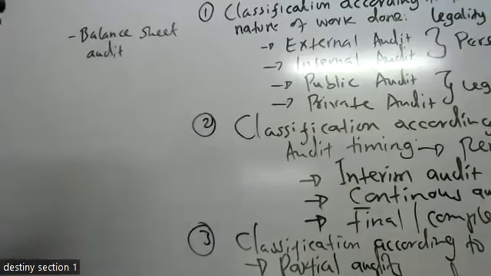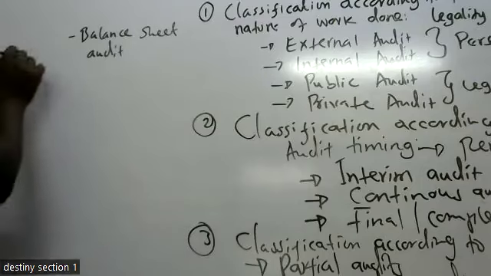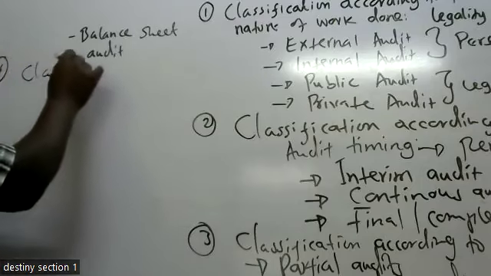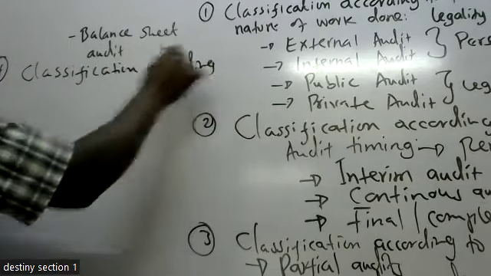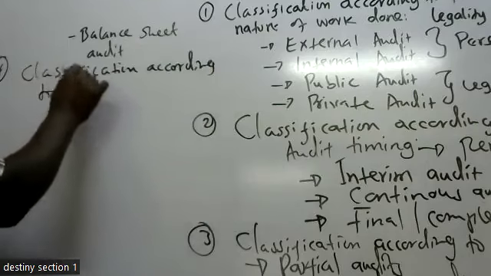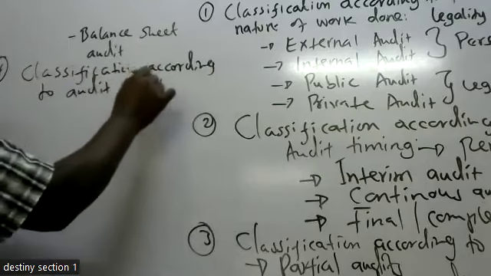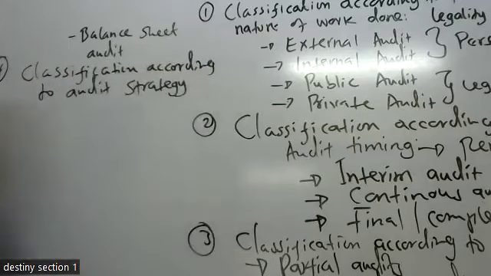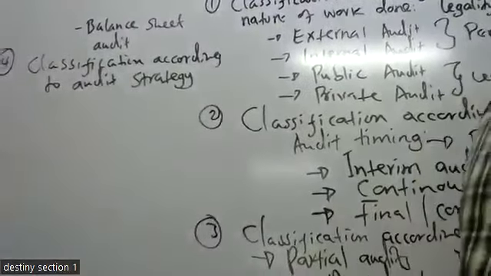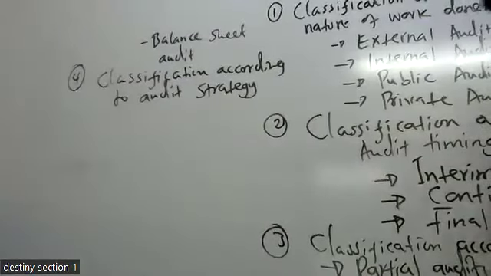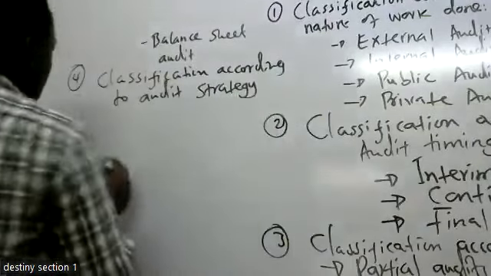So another classification point of the audit approaches, we have the procedural audit, the management audit, the operational audits, then the balance sheet audit. Then we have number four classification according to audit strategy. The auditor can adopt a strategy as a means of auditing the client's financial statements. Under this classification, there are three types of audit.